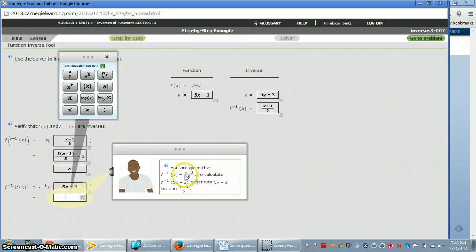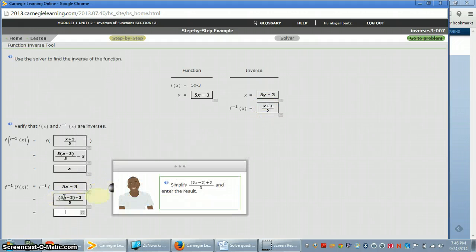Now read what you have, you're given the original function. To calculate the inverse function, substitute this in for x. So if I look at my inverse function, it's right here, and in place of that x, I have to put in 5x minus 3. Again, I always think it's helpful to put whatever you're substituting in parentheses. Then if I'm looking at my inverse function, it's plus 3, and then it's divided by 5. So in place of this x, I substituted in the original function. Now they want you to simplify.